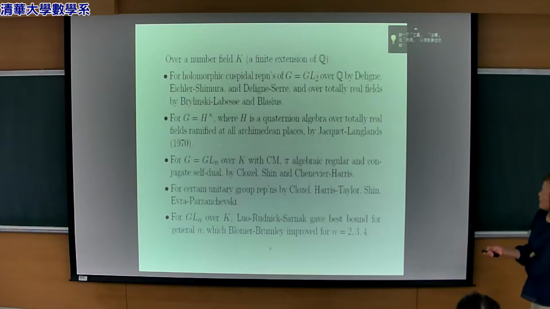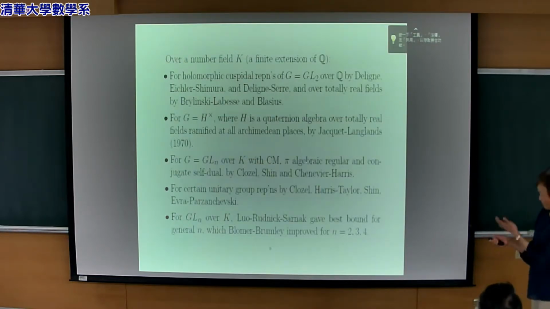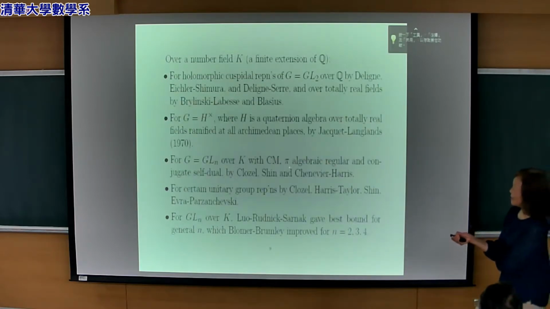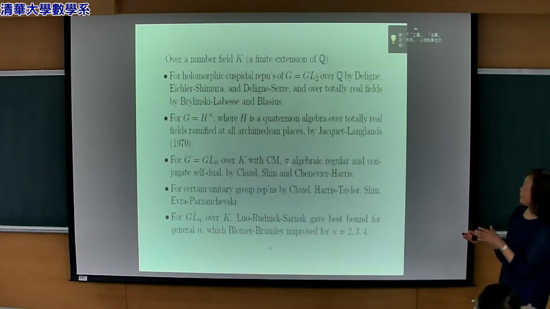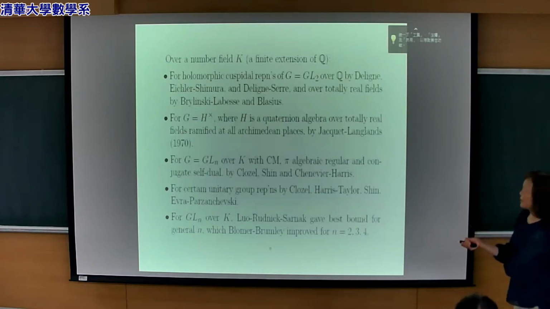And more recently, one has results for GL_n over a number field with complex multiplication, but not for all the general situation we said before, but with some extra condition on the representation pi. This started with the work of Clozel and was then extended by Shin. By extension, that means that you gradually reduce the condition on pi. And what I show here, algebraic regular and conjugate self-dual, is the simplest condition.